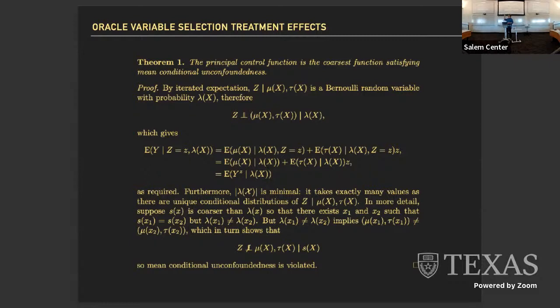And in fact, it is the coarsest function. And that's what this proof says. It says basically, assume that it wasn't the coarsest function. That means that there's some strata in which these two things differ, and then you get a contradiction.